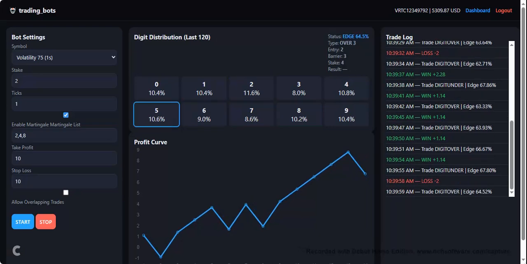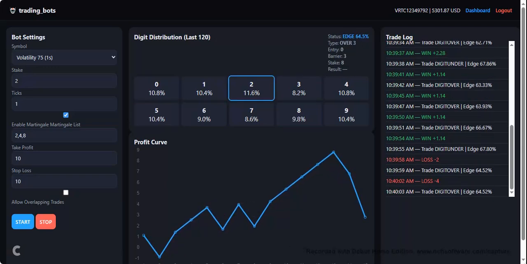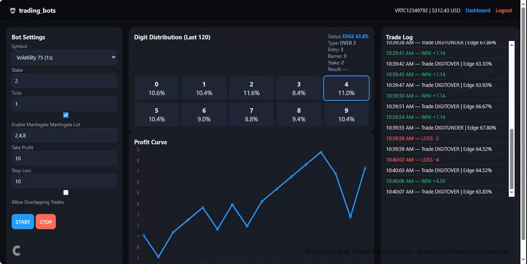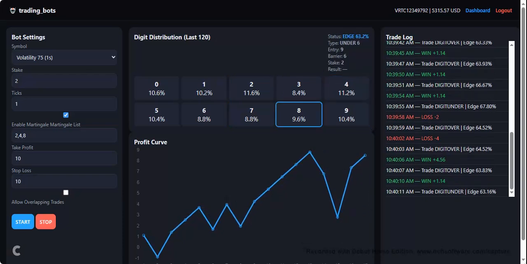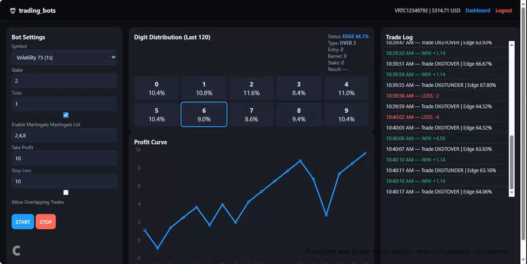On the right side, the trade log records each trading action. The bot completed 19 trades in total. Out of those 19 trades, it won 14 and lost only 5. The bot successfully reached the take profit target of $10 and closed with total earnings of $10.80.